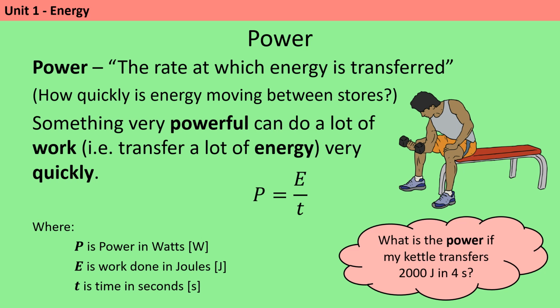Power is a measure of the rate at which energy is transferred, or in other words, how quickly does it move from one store to another. So something very powerful can do a lot of work, i.e. transfer a lot of energy very quickly. A typical question might give you an appliance like a toaster or a kettle and ask you how powerful it is. So here I'd have my energy being 2000, and I can tell because energy is always measured in joules, and my time would be 4 seconds. Now watch out, because this is another place where the exam board could really easily give you that time in minutes or hours instead, and then you wouldn't get the right answer. So if I do 2000 divided by 4, I get an answer of 500 watts.